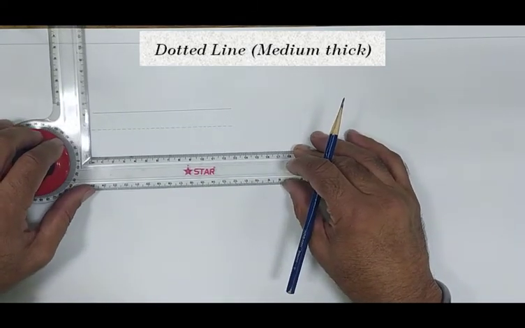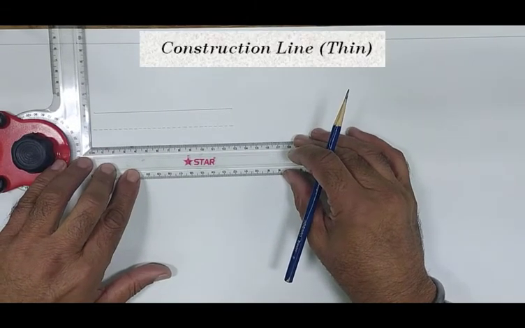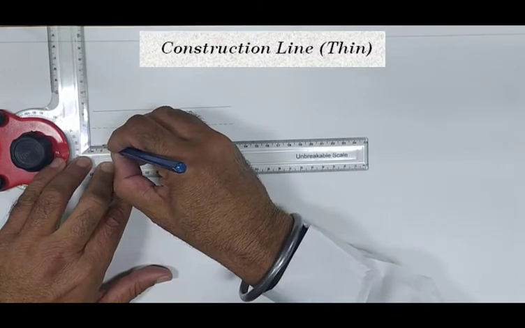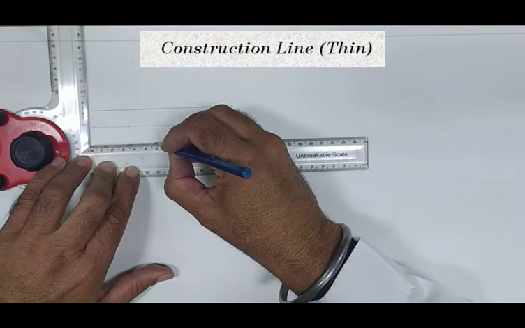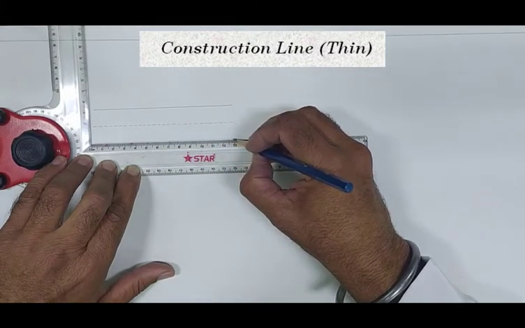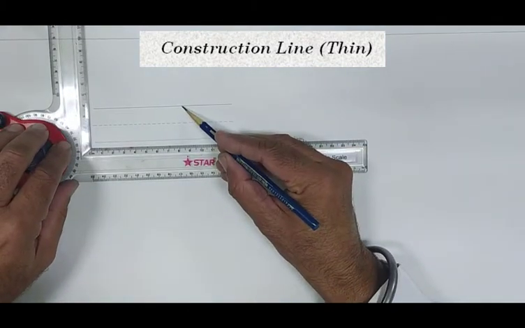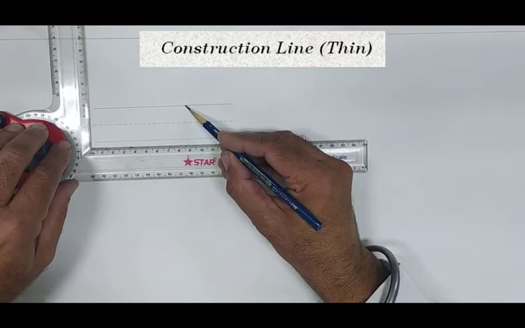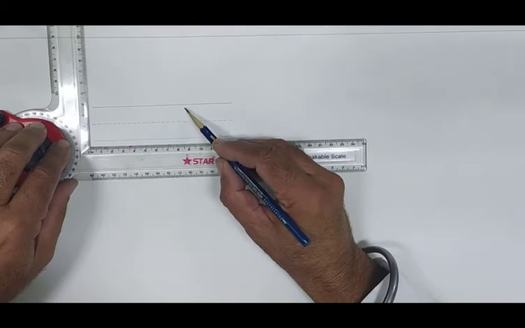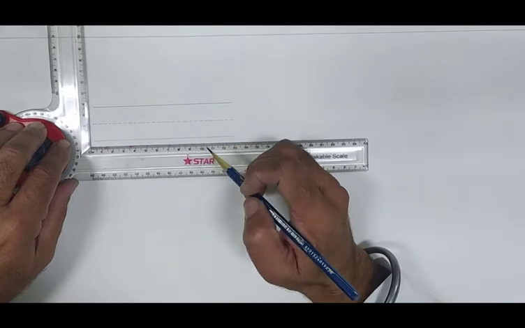Then we have the construction line. This construction line is a thin line with a little pressure on the line. It is a thin line like this. You can compare the thickness of this. This is a thick line, boundary line, margin line, outer line. This is a dotted line, this is a thin line. You can check the thickness. This is thick, this is medium thick, this is thin line.